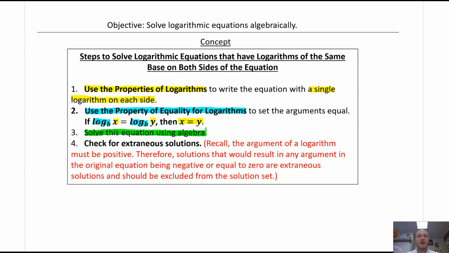And then lastly, we have to check for extraneous solutions. How do we do that? Well, the argument of a logarithm must be positive. So when we get our solution and we plug it in and check, if it changes any of the arguments to 0 or negative, we have to throw that answer out.